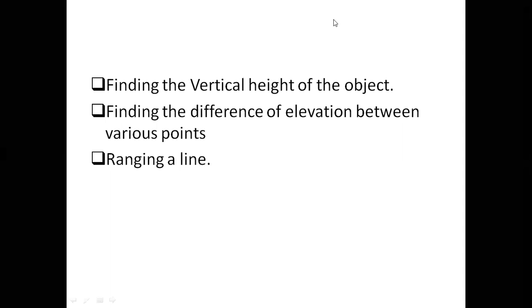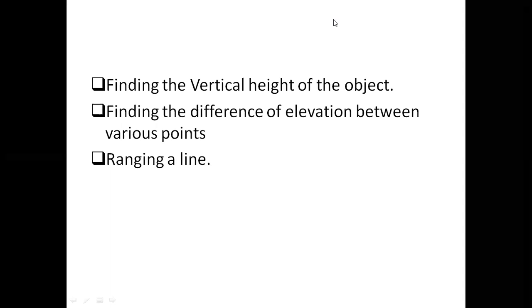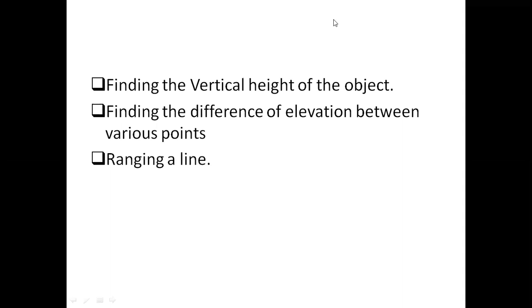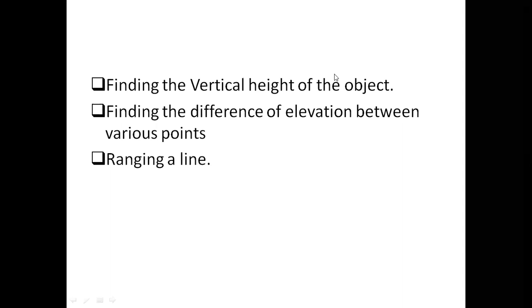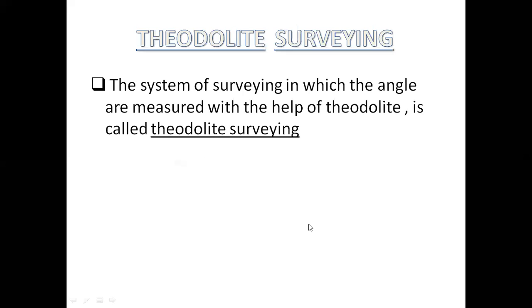Also, theodolite can be used for the ranging of the line. What is meant by ranging of the line? Ranging of the line means extending a line. Suppose you are given 3 points, you have to extend that line beyond those 3 points. Then you will use the theodolite. Okay, means you can range that line or extend that line by using the theodolite. Okay, this is what we have learned in the last lecture.